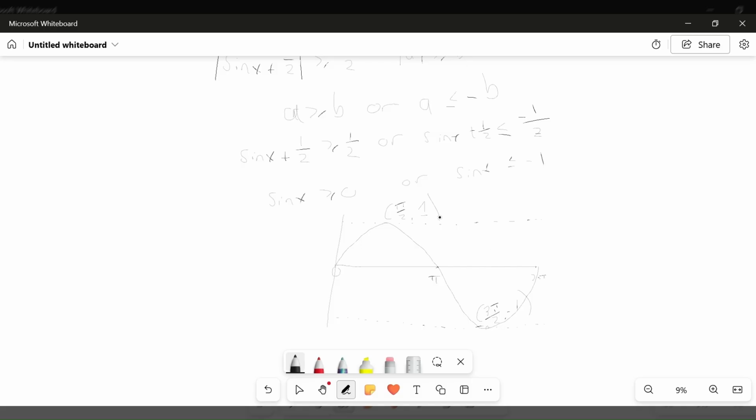So the points in this graph where sine of x is either greater than or equal to 0 or less than or equal to minus 1: the points where it's greater than or equal to 0 will be this interval here, and it will also be this point at the end, the 2 pi. And the point where it will be less than or equal to minus 1, there's only one point, and that'll be when it's equal to minus 1. It'll be this point here, which is when x is equal to 3 pi over 2.